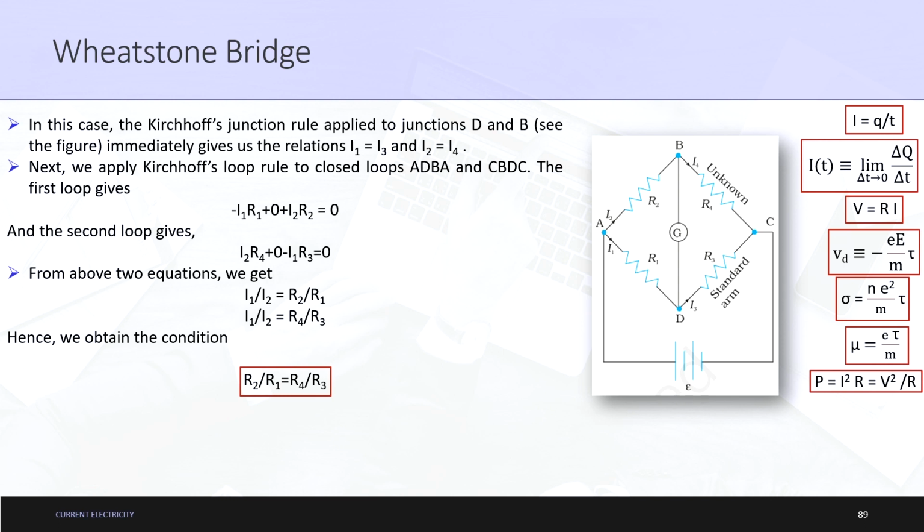Finally, in the last lecture what we got was that for a balanced condition, what is a balanced condition? For the balanced condition to occur, the current passing through the galvanometer should be equal to 0. This is the definition of balanced condition, and for this to occur, the condition required for the 4 resistors is that R2 by R1 should be equal to R4 by R3. So, this is the condition.